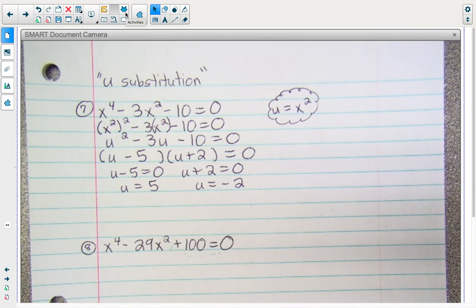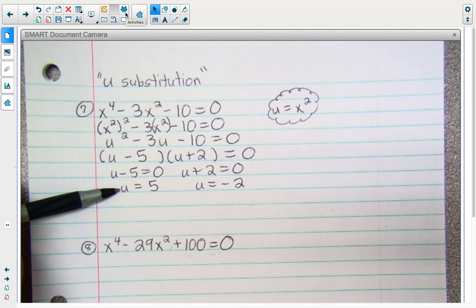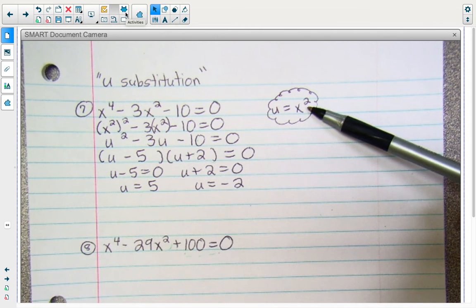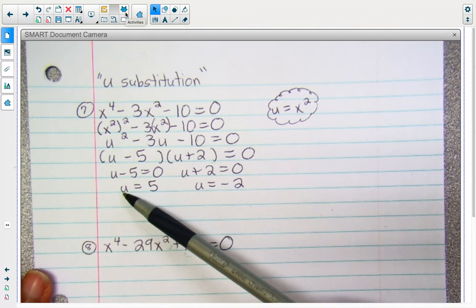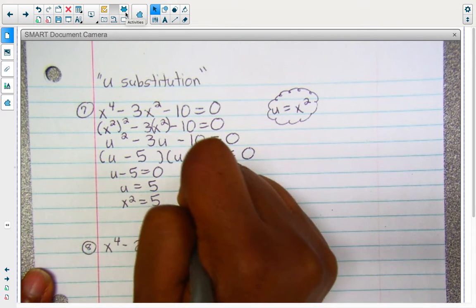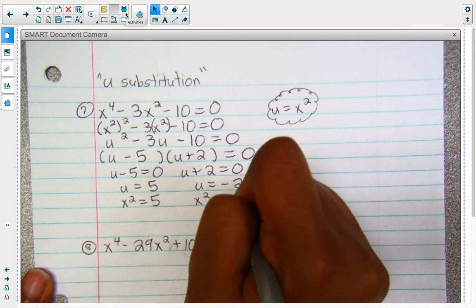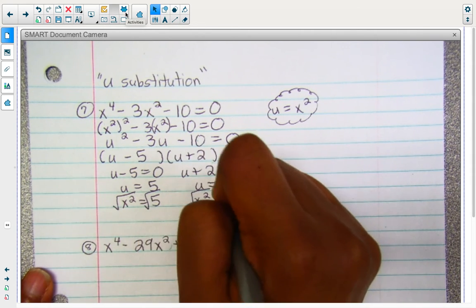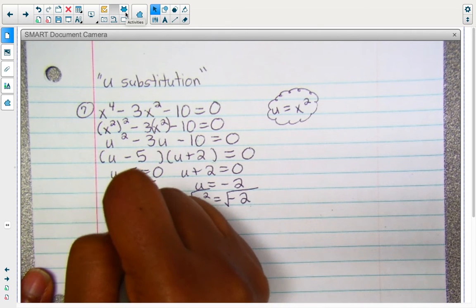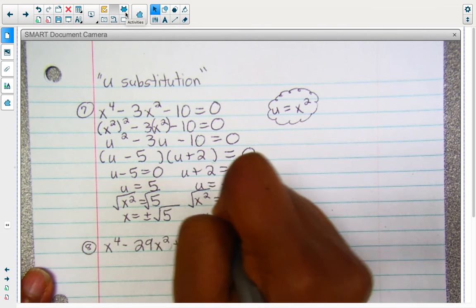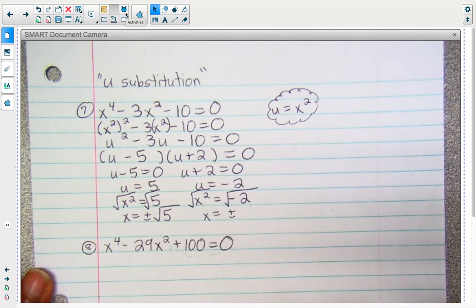Now we're about 90% done. We're trying to solve for x. So I now am going to change this u back to x squared because u is equal to x squared. So x squared equals 5 and x squared equals negative 2. Take the square root of everything. So x is equal to plus or minus the square root of 5, and x is equal to plus or minus i square root of 2.